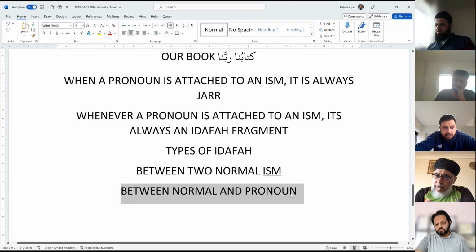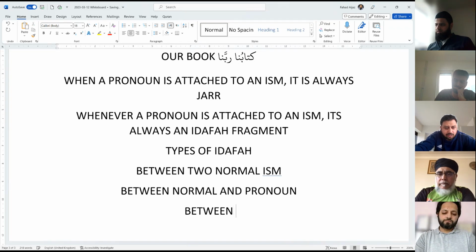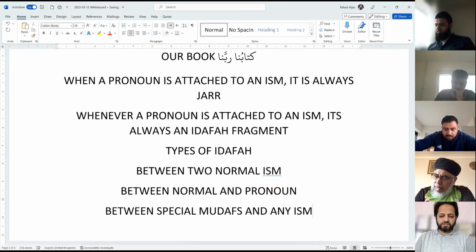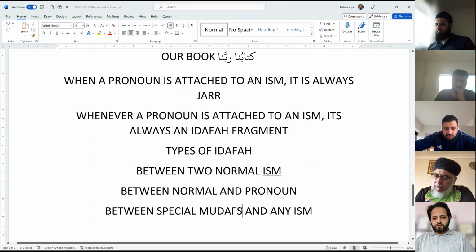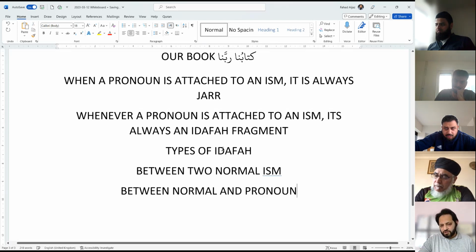And there's a third construction between special mudafs and any ism. This is something we'll do later on. After this one, we'll do that one, and don't worry about it now. So there are three forms. The concept is the same: light, no al, followed by jar in all of the cases.